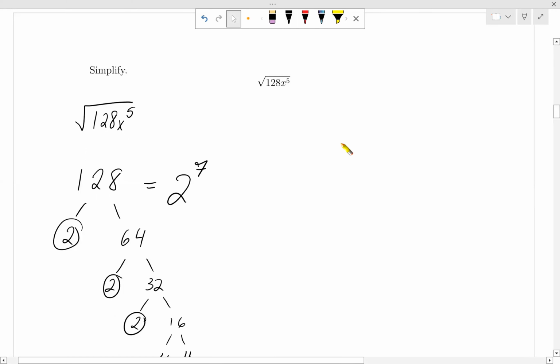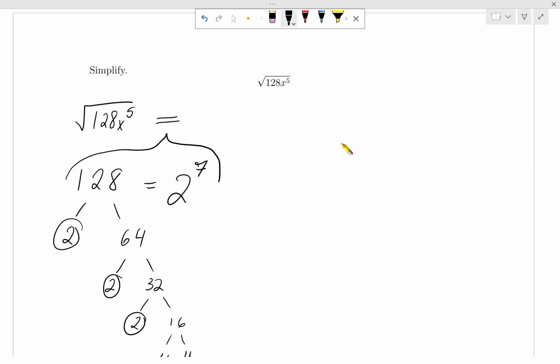All right, so I'm going to plug that in, reduce this 128, and write it as the square root of 2 to the seventh x to the fifth power.